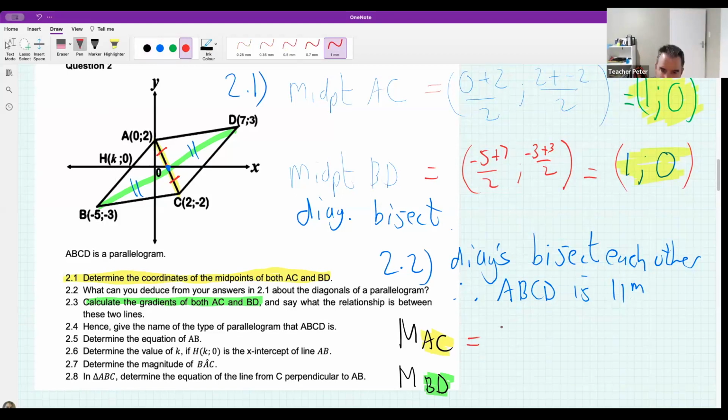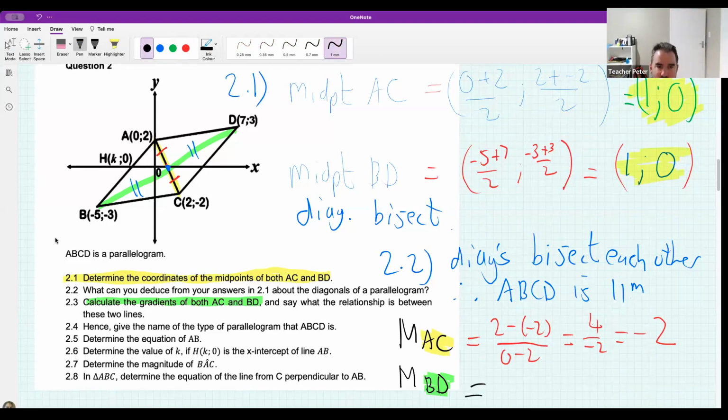Can we remember our gradient formulas? So 2 minus 2 over 0 minus 2 would be 4 over minus 2, which would be minus 2. What do you get for the gradient of BD?